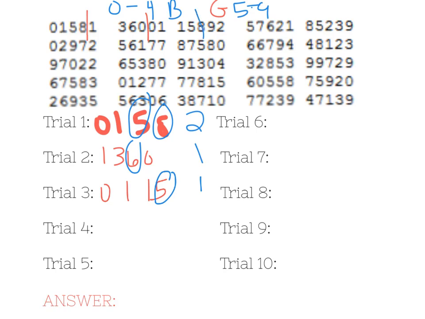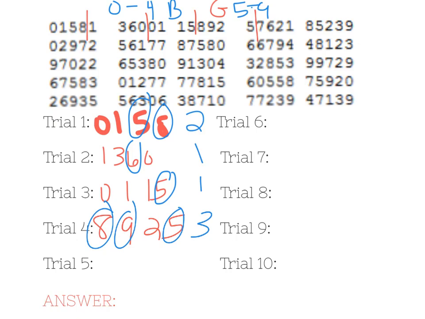Let me make this a little neater. Okay. Then the next group is going to be the 8, 9, 2, and 5. So 8, 9, 2, 5. That one has 1, 2, 3 girls.